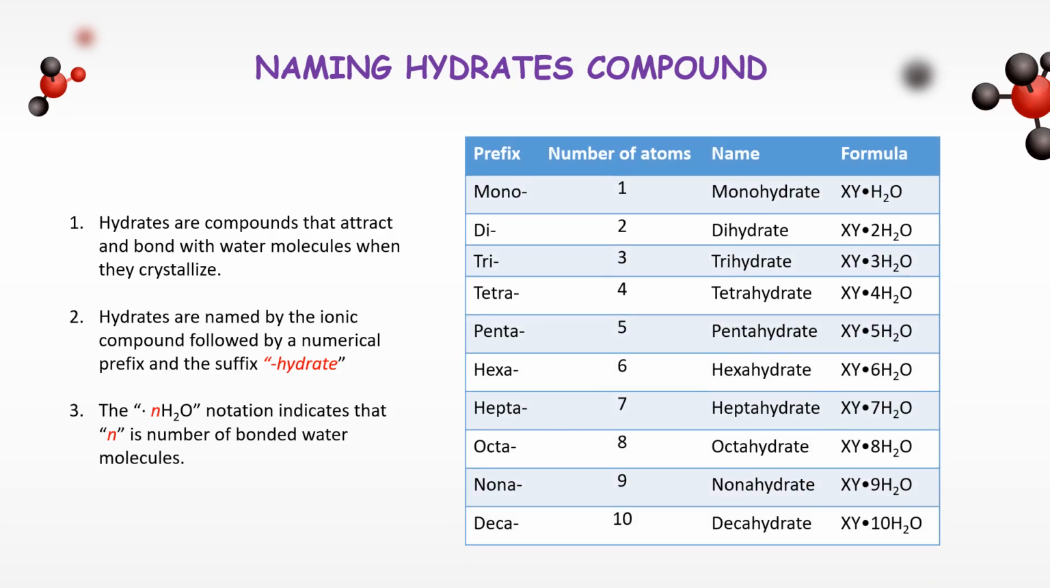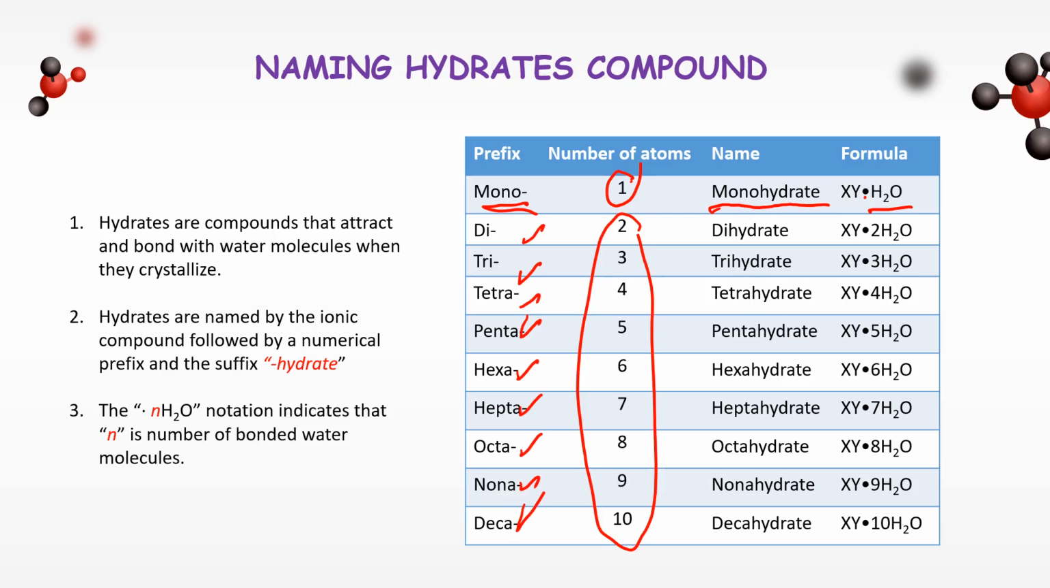Example here we have the prefix mono, and the number of water molecules is 1, so the name will be monohydrate, and the symbol of the compound will be XY dot H2O. And the prefixes di, tri, tetra, penta, hexa, hepta, octa, nona, and deca will follow the number of water molecules. Don't forget to put the word hydrate at the end of the name, and the symbol following the number of molecules, 2, 3 until 10.